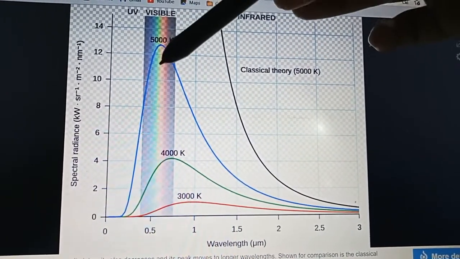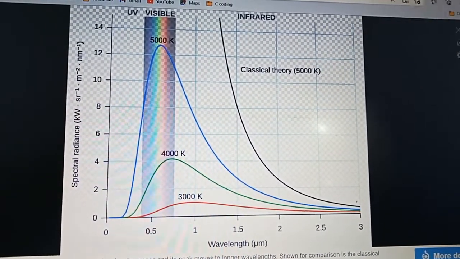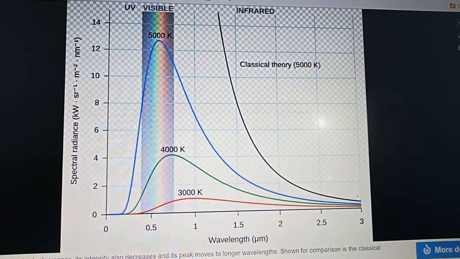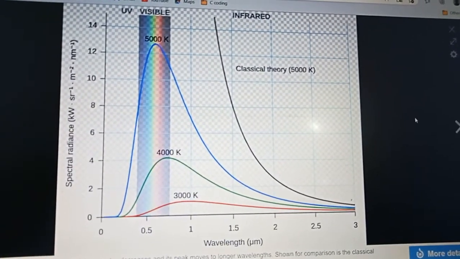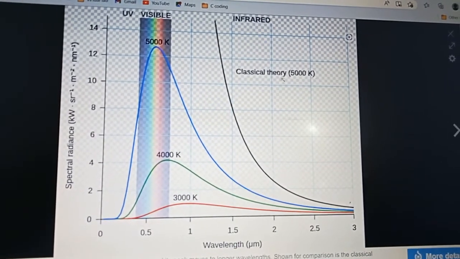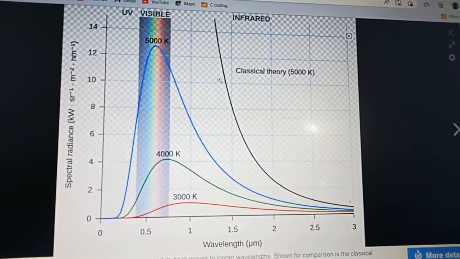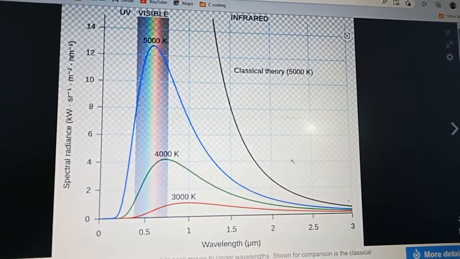But if you heat a metal, as you increase the temperature, it absorbs the energy and it changes its color. So this doesn't match with the classical theory. This is the observation, and this is predicted according to the classical theory.